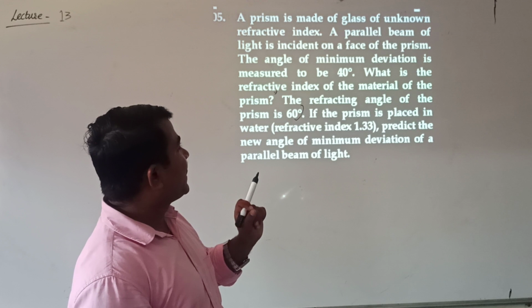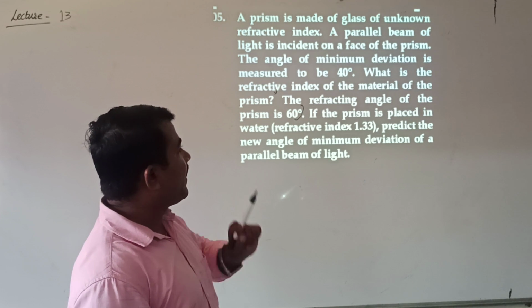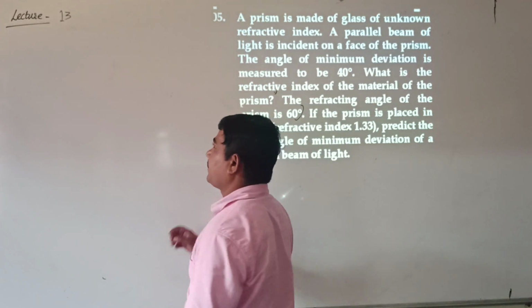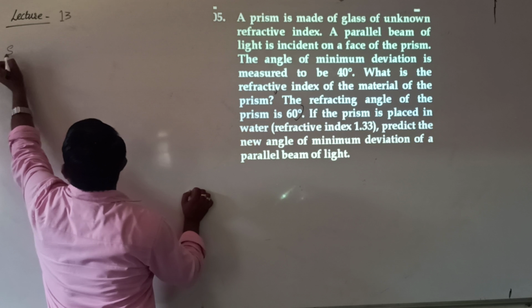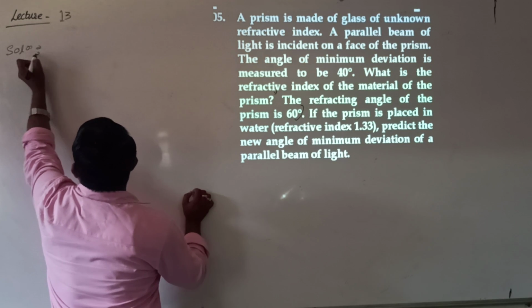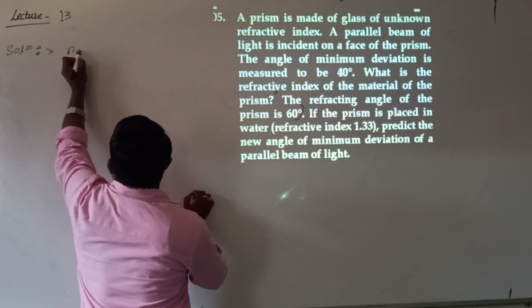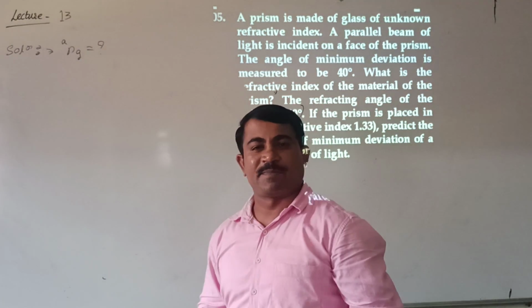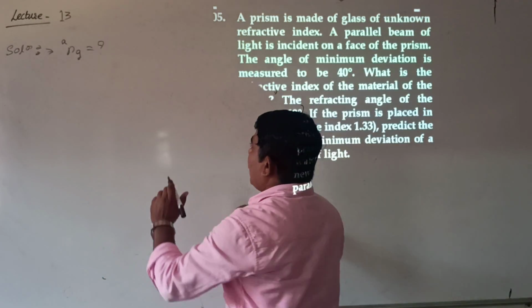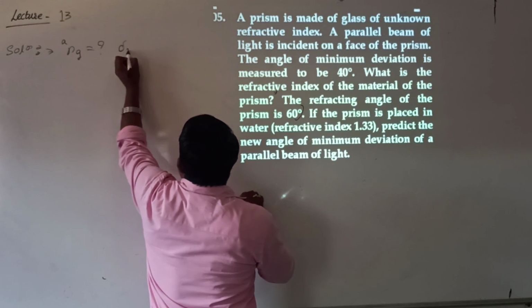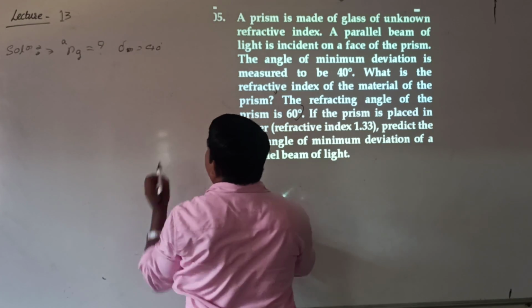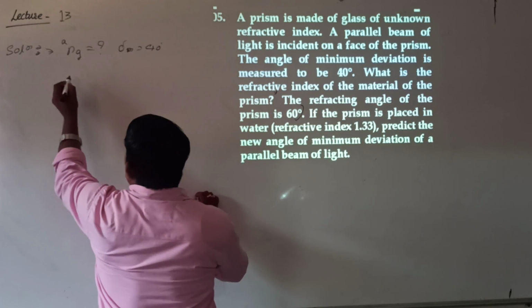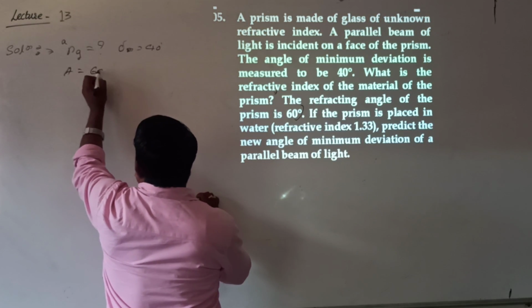A prism made up of glass of unknown refractive index, a parallel beam of light is incident on the prism, and the angle of minimum deviation is found to be 40 degree. See here. Shall I go for the solution? We need the refractive index of glass with respect to air, because the prism is made up of glass. The angle of minimum deviation is 40 degree, and the angle of the prism is 60 degree.